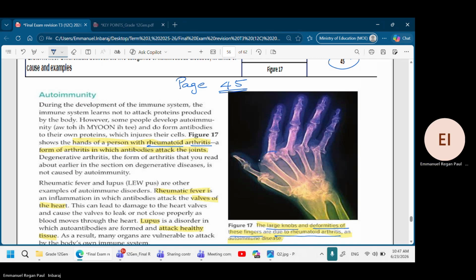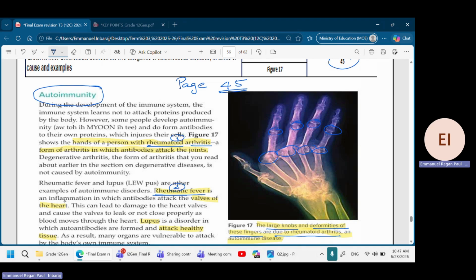You see, there are knobs at the joints of the fingers. So this is called rheumatoid arthritis. Remember this, rheumatoid. It's not degenerative, it is rheumatoid arthritis. And it's a type of autoimmunity. So don't forget, rheumatoid arthritis. Okay, there is one more called rheumatic fever. So three things you need to study. One is rheumatoid arthritis. Number 2, rheumatic fever.